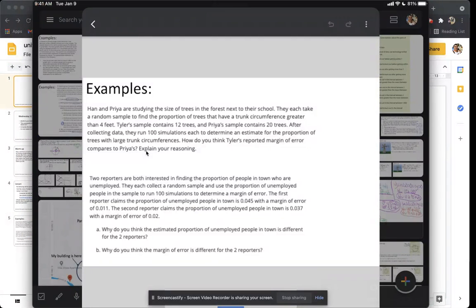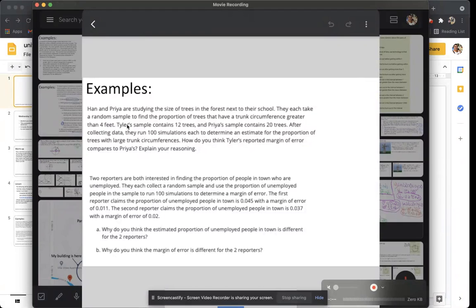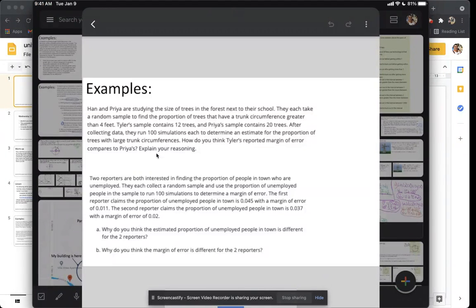Han and Priya are studying the size of trees in the forest next to their school. They each take a random sample to find the proportion of trees that have a trunk circumference greater than 4 feet. Tyler's sample contains 12 trees, and Priya's sample contains 20 trees.